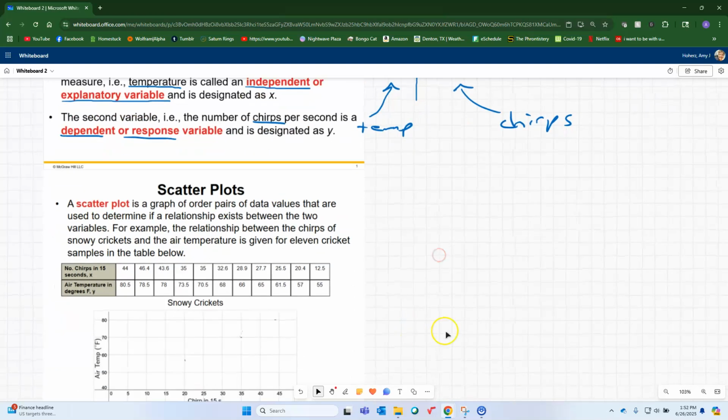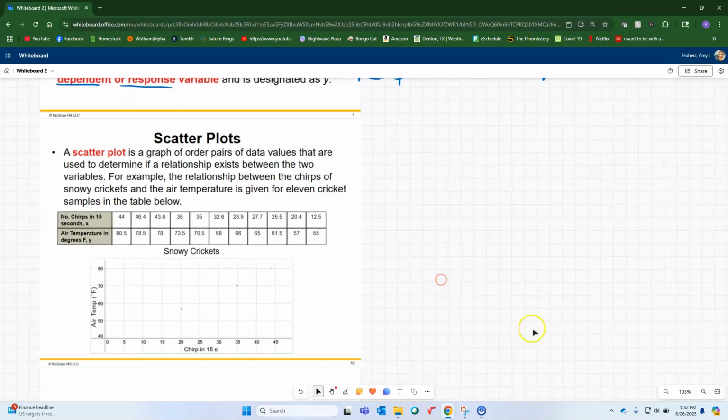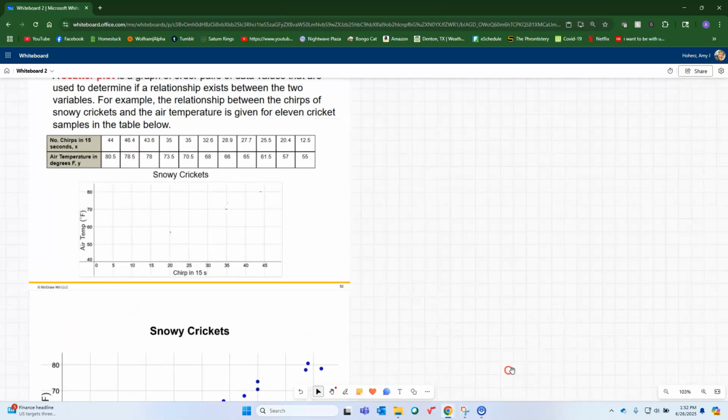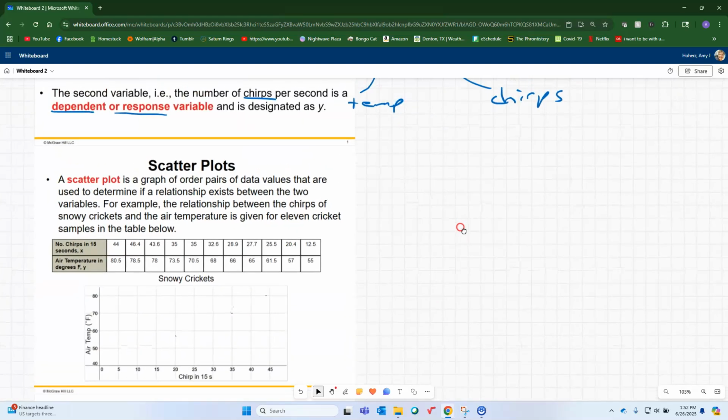So for a scatter plot, we're going to plot the snowy crickets. A scatter plot is a graph of ordered pairs of data values that are used to determine if a relationship exists.